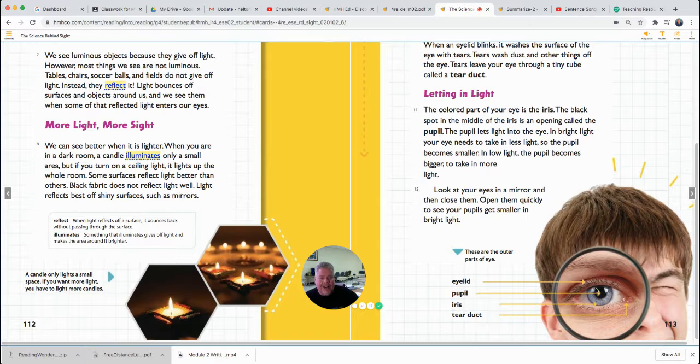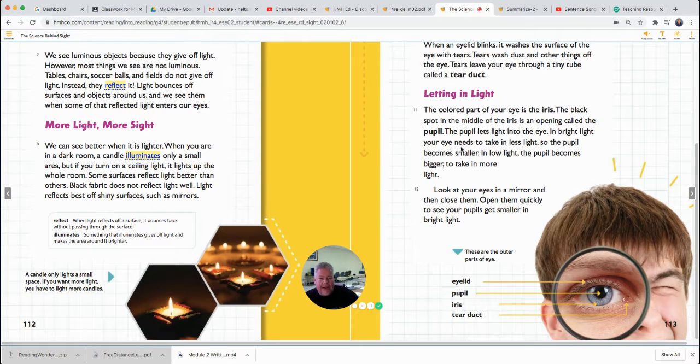The colored part of your eye is the iris. What color is your iris? Is it blue or green, yellow, brown, black? The black spot in the middle of the iris is an opening called the pupil. So right here in the middle. See, the colored part's the iris. The black part in the middle is the pupil. The pupil lets light into the eye.